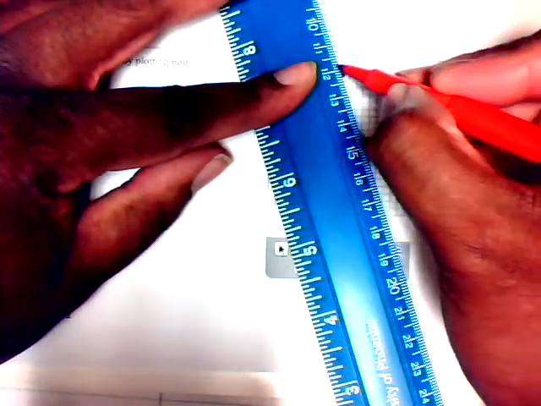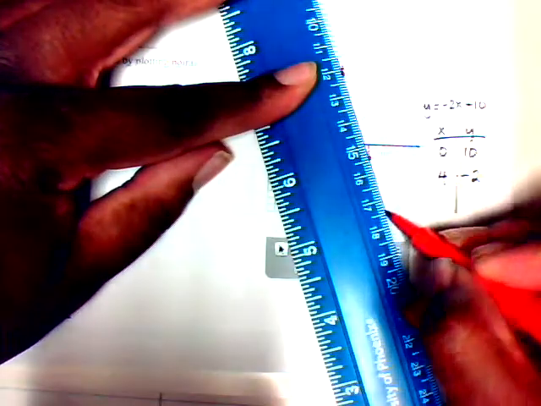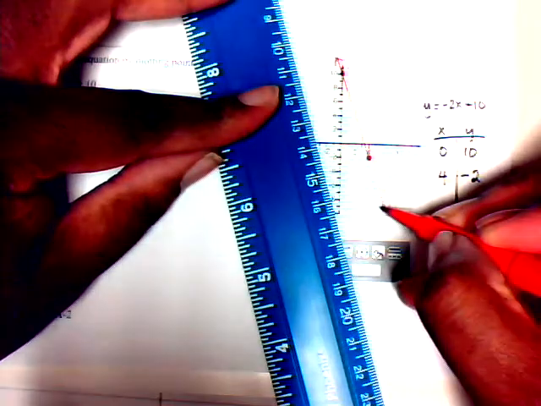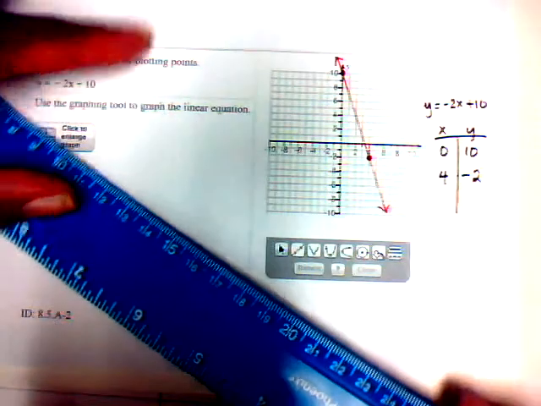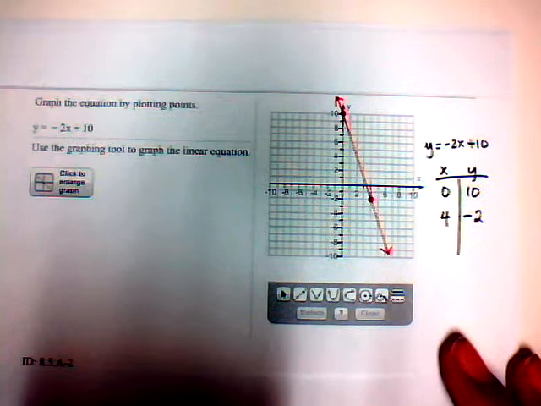And you'll have the graph of that linear equation, y is equal to -2x plus 10. Okay, so that's what the graph will look like.